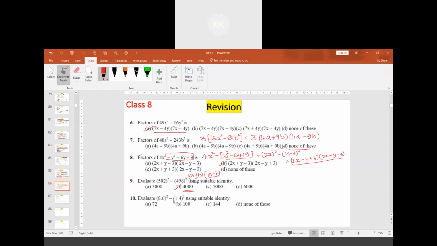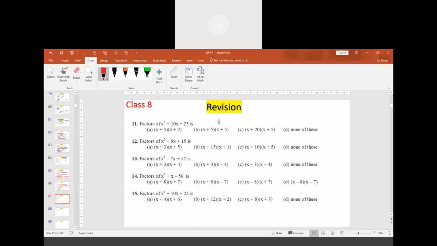In the next one, we have to add them and subtract. What is a plus b? It will be 10. A minus b, the difference is 7.2. So the product is 72. Option A.